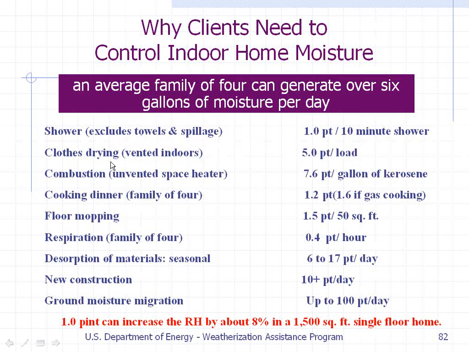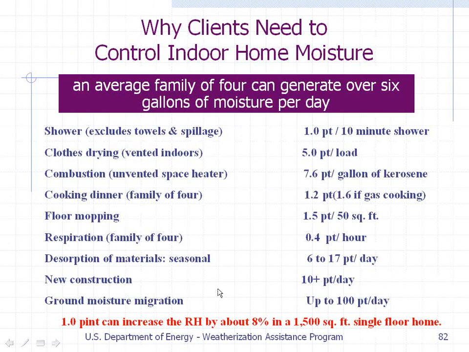With a closed dryer, dryer vented indoors, 5 pints per load. With a combustion unvented space heater, 7.6 pints per gallon of kerosene. Cooking dinner for a family of 4, 1.2 pints, and 1.6 if they're cooking with gas. Just mopping the floor, you can create 1.5 pints per 50 square feet. Respiration for a family of 4, 4/10 of a pint per hour. And desorption of materials, seasonal, 6 to 17 pints per day.